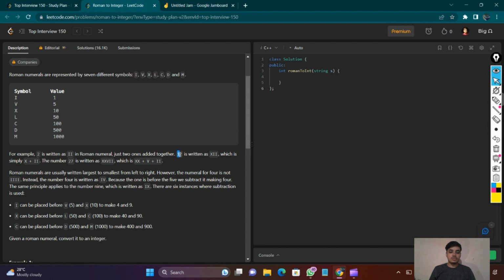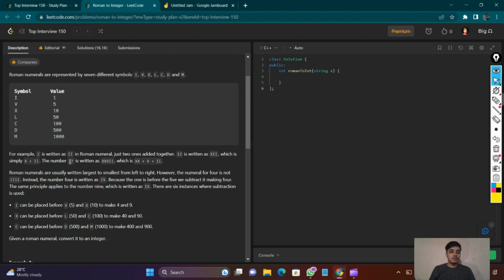So the next one is 12. Let's see how it has been written. 12 can be written as XII. And how are we getting 12 from this? We are getting this by adding all these values, which is X plus I plus I. X is 10 and I is 1, so it is going to equal 12.